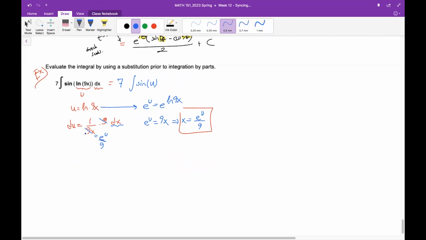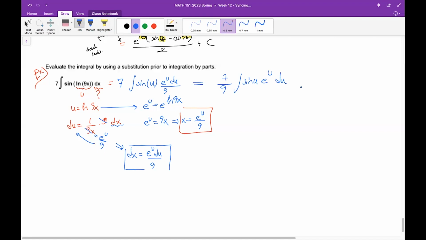From here, I can write dx. In terms of u's and du's, it is e to the power u over 9 times du. After having this, I can insert it here. My aim was to express dx in terms of u's and du's, and I did it. So just insert it here: e to the power u du over 9. Then what we have is 7 over 9, sine u, e to the power u du.